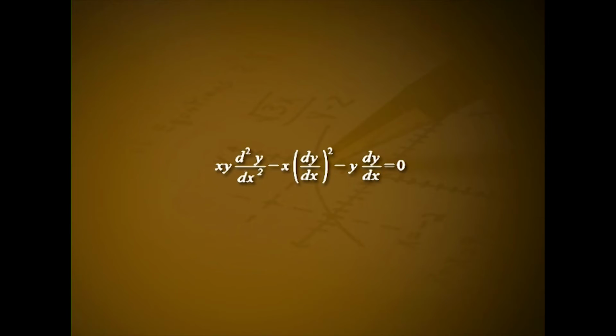Example, solve the equation x into y into d square y by dx square minus x into dy by dx whole square minus y into dy by dx is equal to 0. Solution. The given equation is xy into y double dash minus x into y dash square minus y dash is equal to 0, which is homogeneous of degree 2 in y, y dash and y double dash.